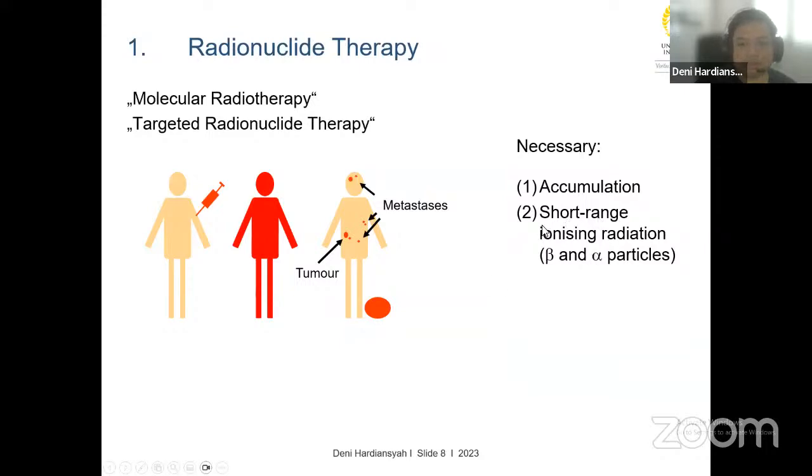So we need to make sure of this, and of course, we also need to make sure that we have high energy, because we would like to destroy the tumor, right? So this is the reason why we choose beta and also alpha particle radionuclides for this therapy.